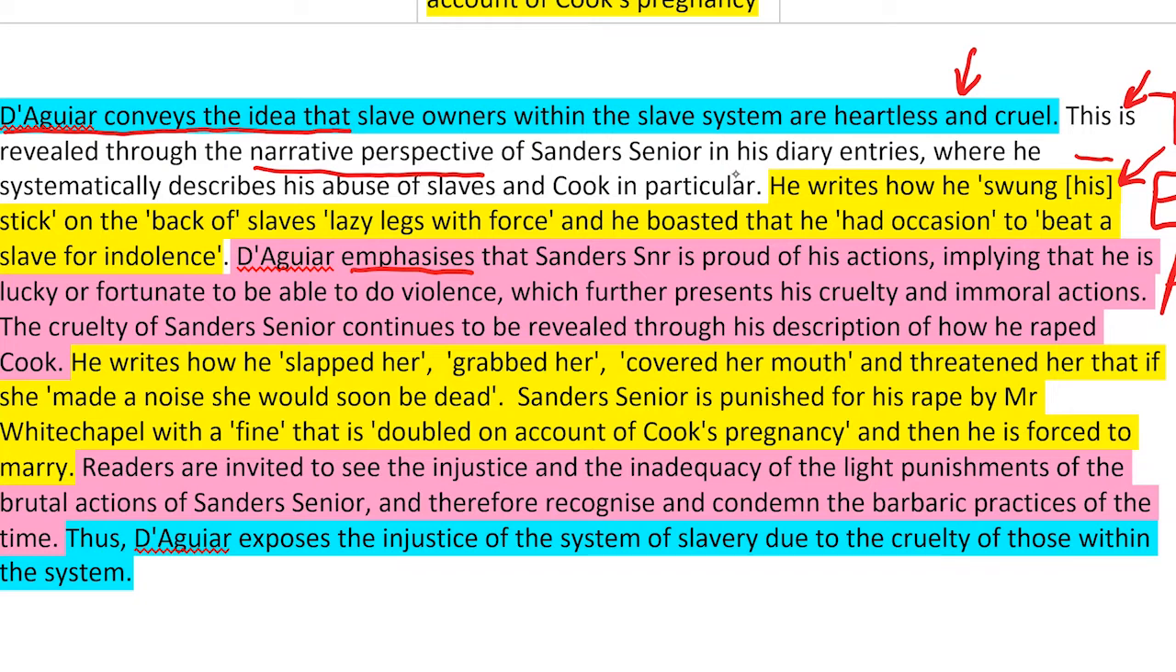So Dubois emphasizes that Sanders Sr. is proud of his actions, implying that he is lucky or fortunate to be able to do violence. Perhaps it's better to say implying that he sees himself as lucky or fortunate to be able to do violence, which further presents his cruelty and immoral acts. The cruelty of Sanders Sr., so that is the end of A. And here we actually introduce our next example by analysing first.